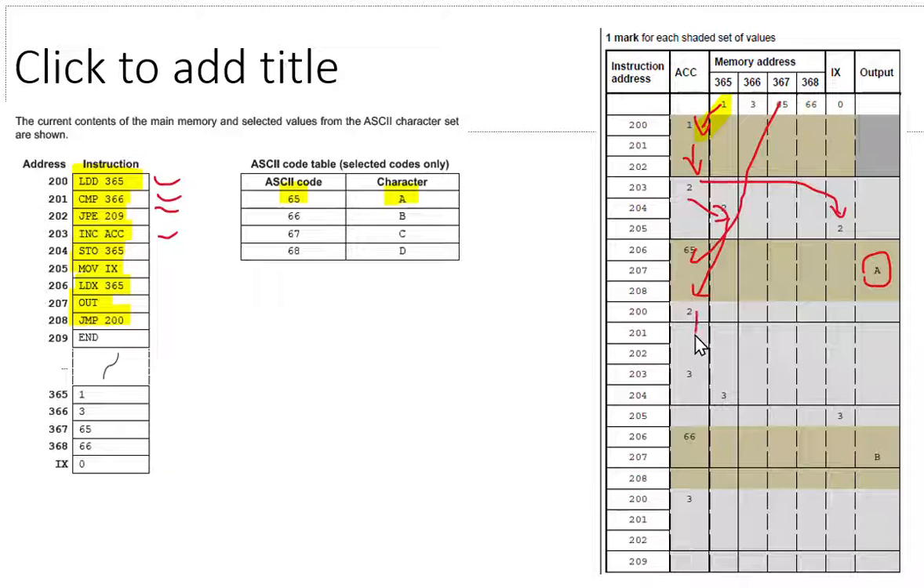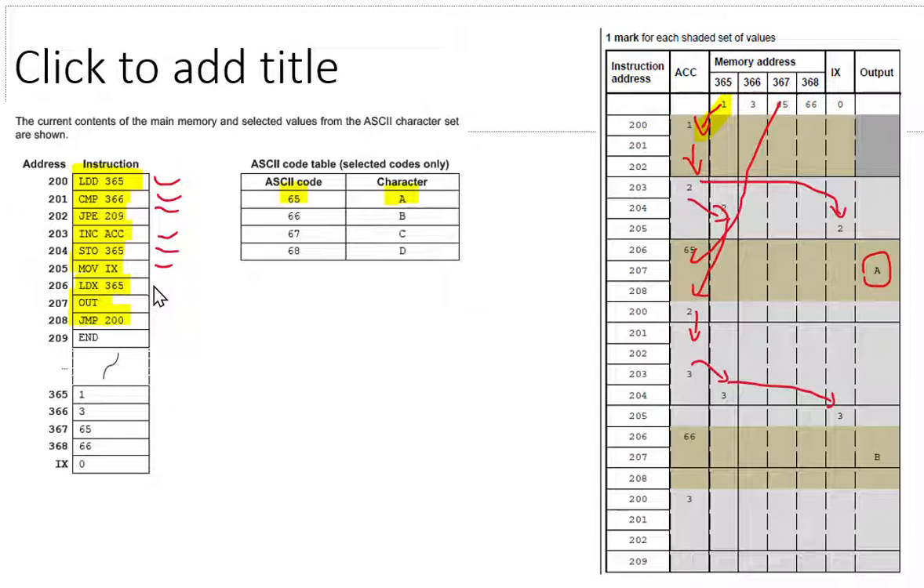So this becomes 3. 2 plus 1 becomes 3. And then I store that at 365. So that means I copy this value to 365. So 3 goes to 365. And I've done that. Now I move to the IX. So I copy this value over here to this register. I copy 3 in here. It was 2, but now it's going to be 3.